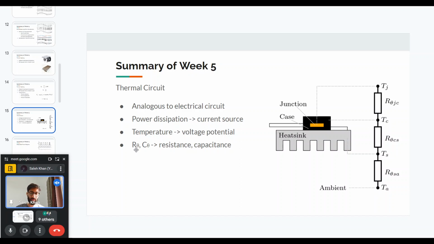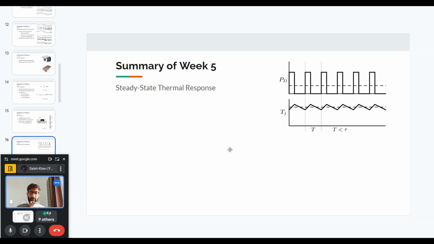And then we have the thermal resistance and thermal capacitance, which will be analogous to the electrical resistance and electrical capacitance of the electrical circuit. Now, first we can come to a steady state thermal response, wherein we have a converter. So for example, like a buck converter, a boost converter, we have the device and it has some particular power loss in each switching cycle.